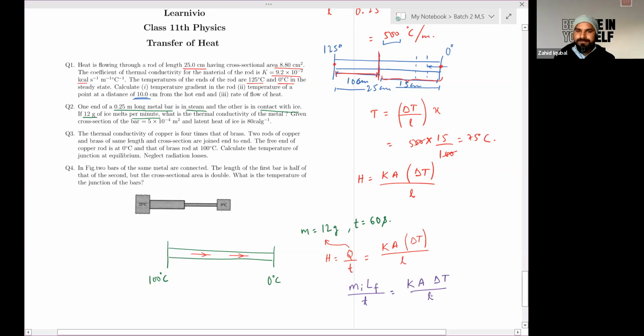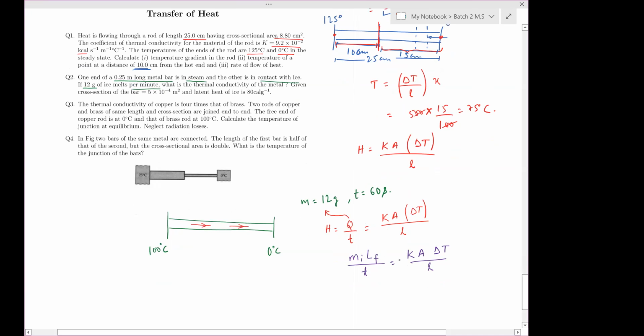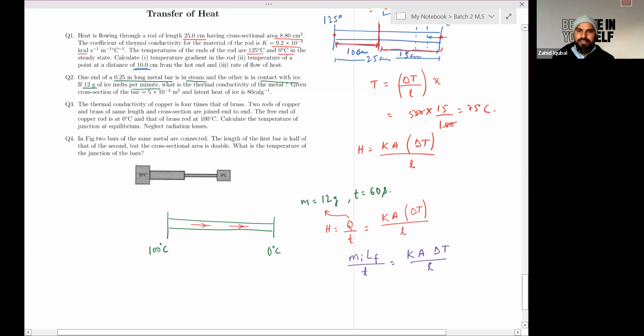Is it clear? Yes, sir. So from this expression, you'll be able to calculate the value of K, since the mass of ice is given, the latent heat of fusion of ice is given, the time is given, and the length, area, and delta T, all quantities are given. Okay, just write it down if you want to.